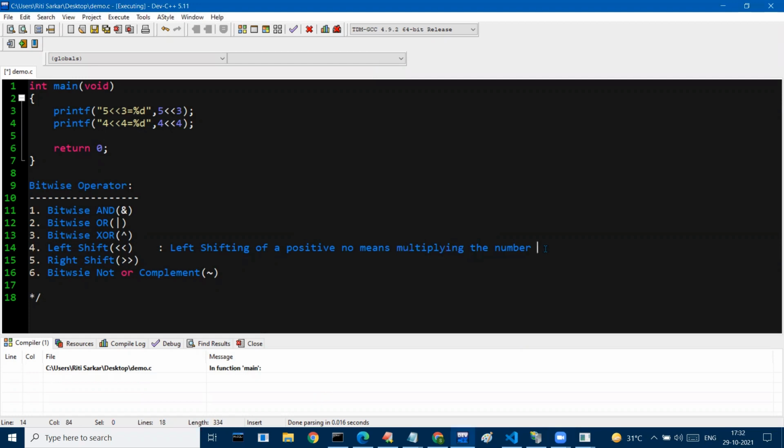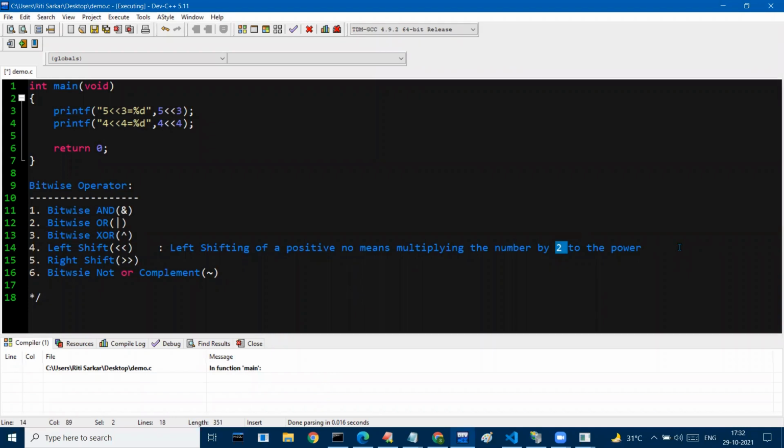Left shifting of a positive number means multiplying the number by 2 to the power. Now, why 2 to the power? Because it is a bitwise operator. And how many bits do you have available? 2 bits, 0 and 1. Other than that, you don't have any other bits. So bitwise operator always means we're talking about 2 bits, 0 and 1. So that's why it is always 2 to the power.